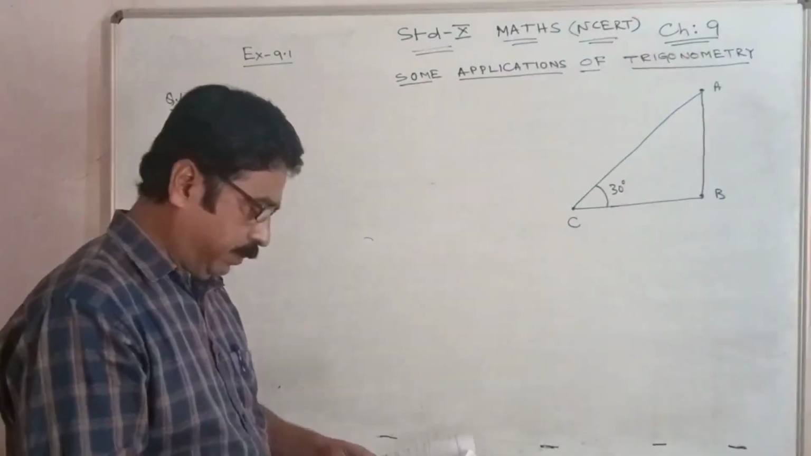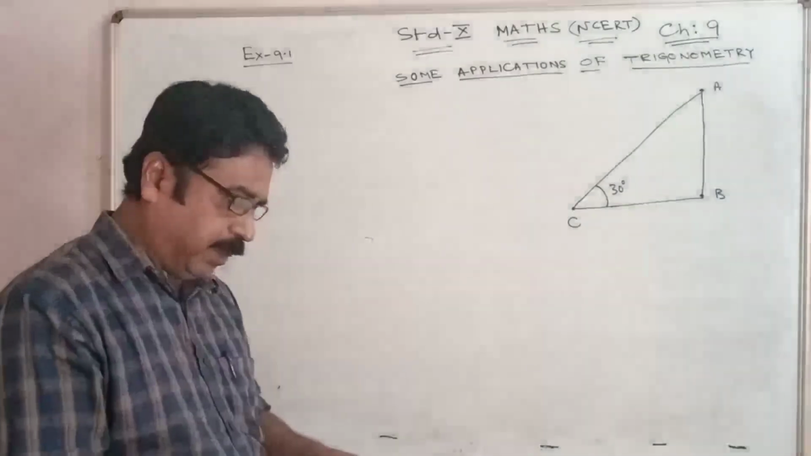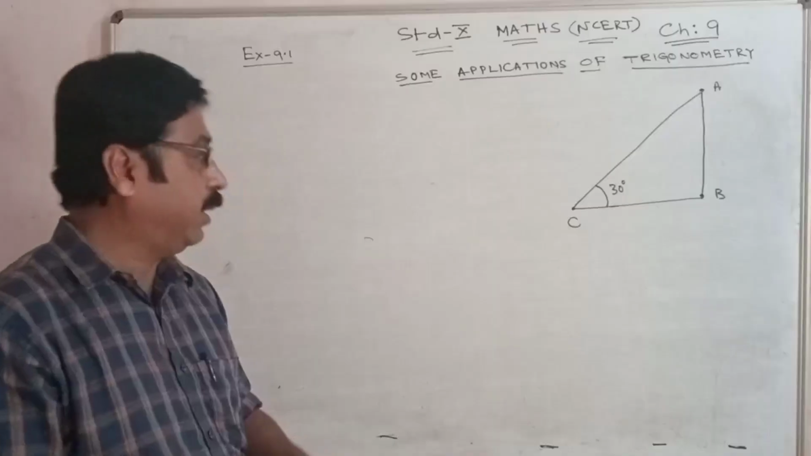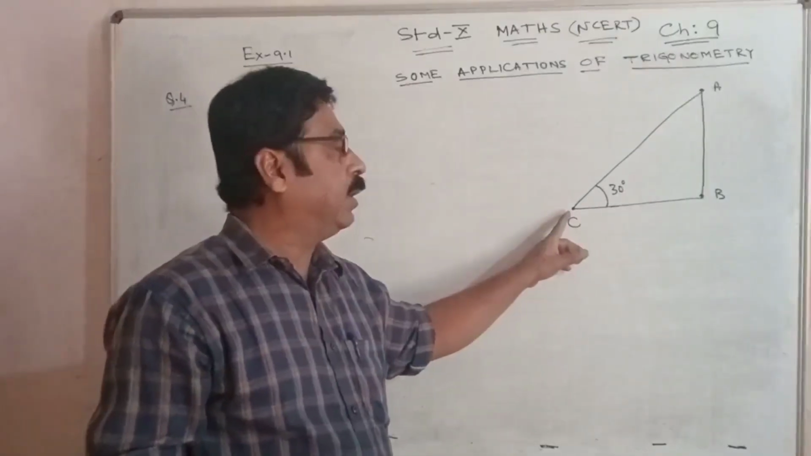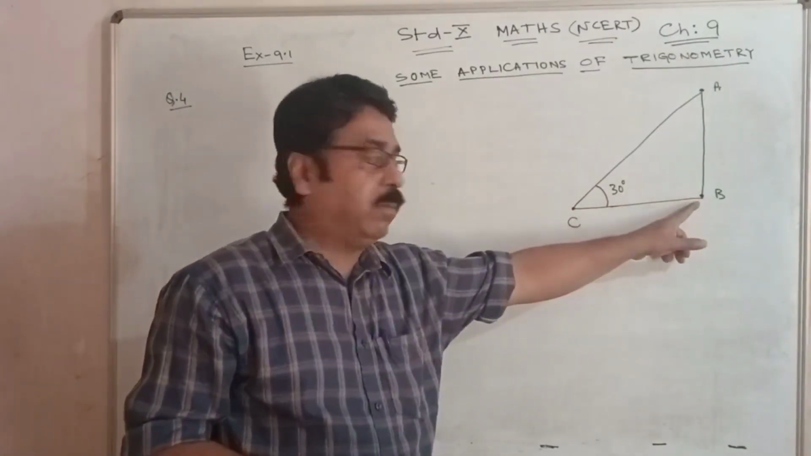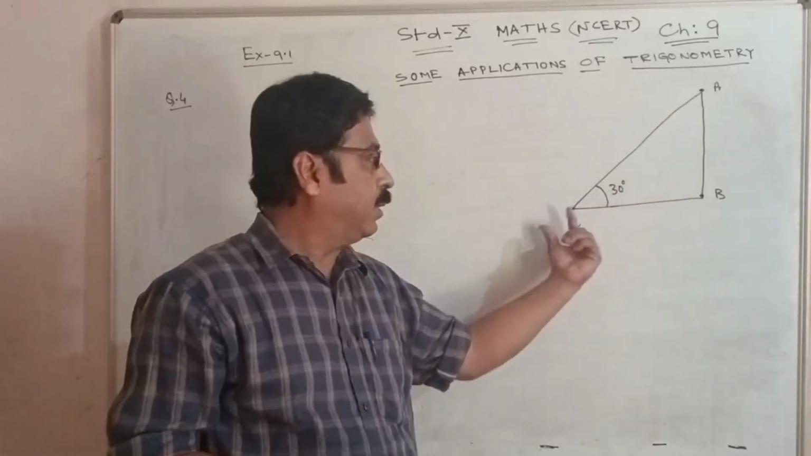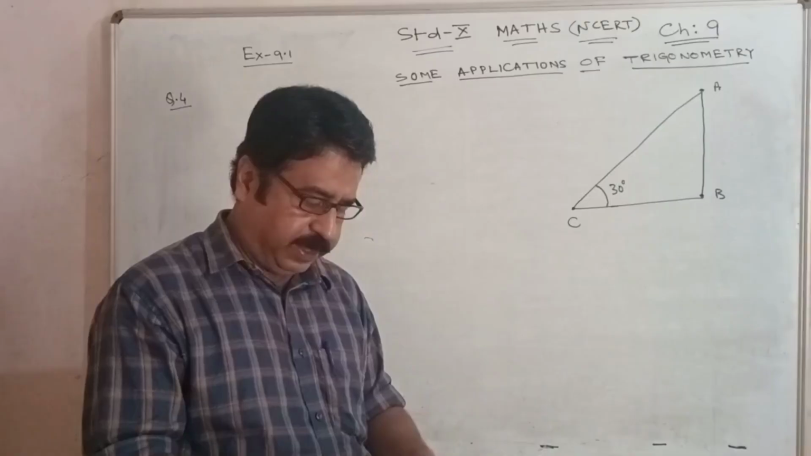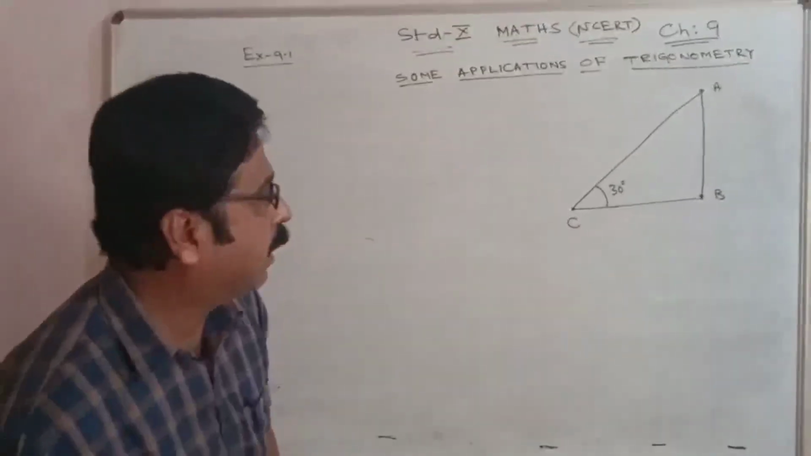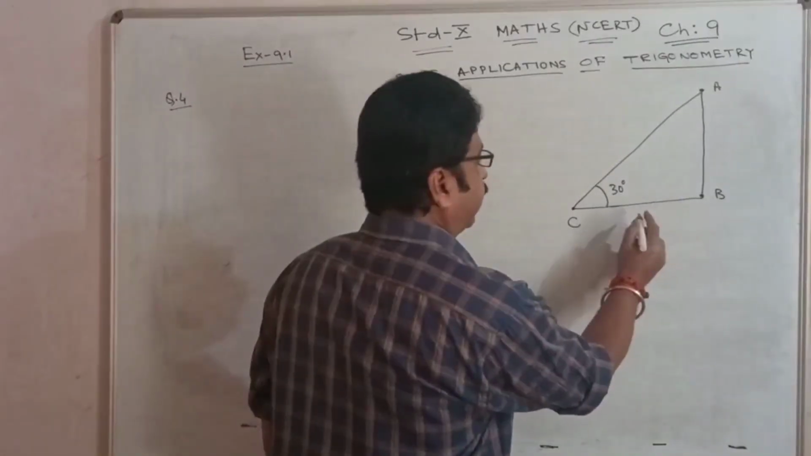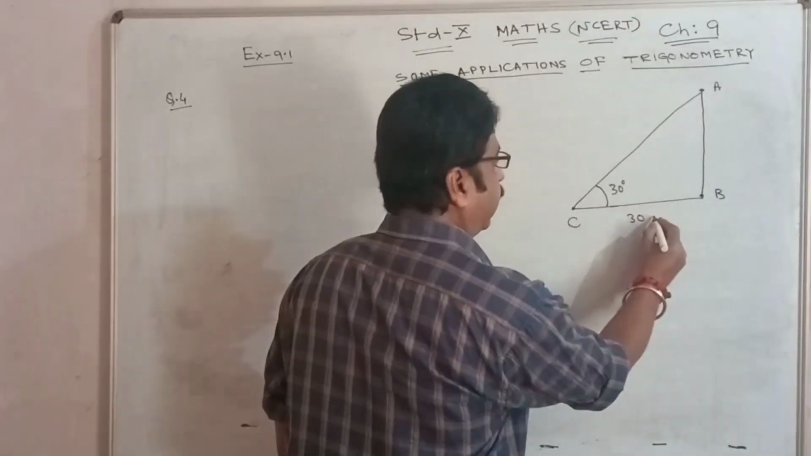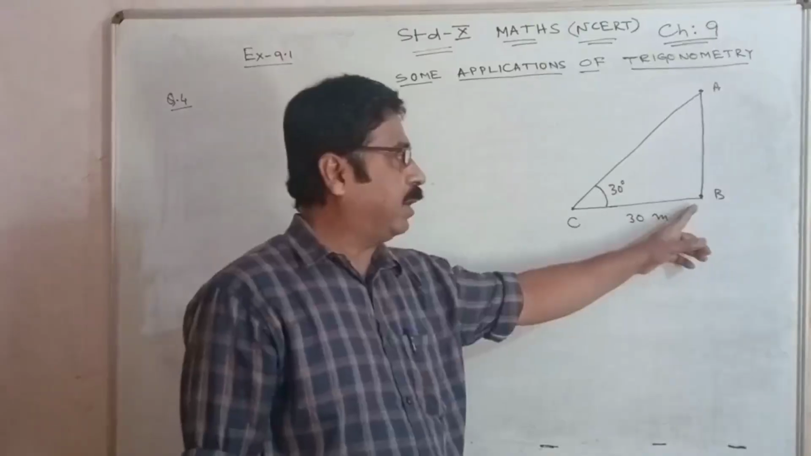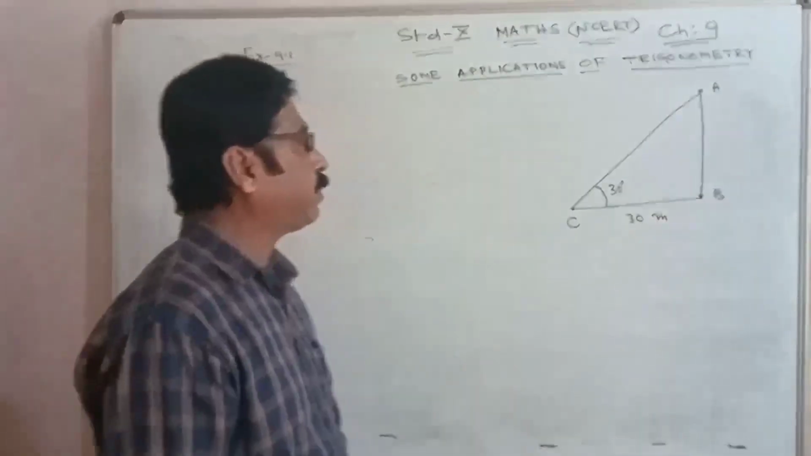And point C, that means the angle of elevation of the top of a tower from a point on the ground which is 30 meters away. That means from this point, the bottom of the tower, point C, is located 30 meters away. That means this distance is 30 meters. C point is located 30 meters away from the foot of the tower.